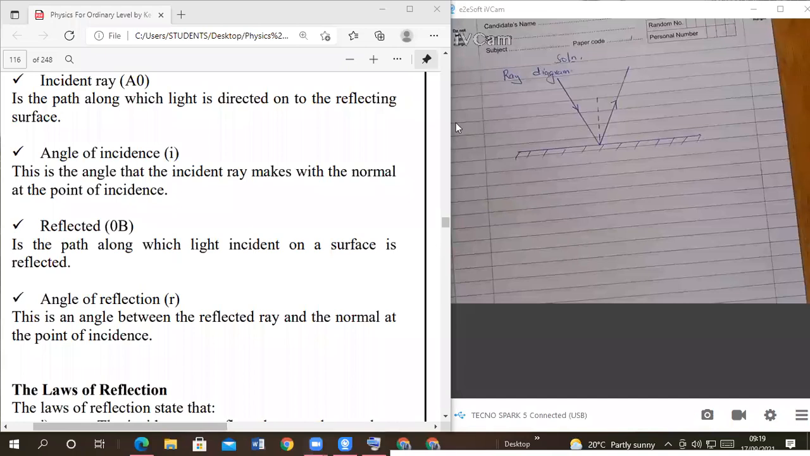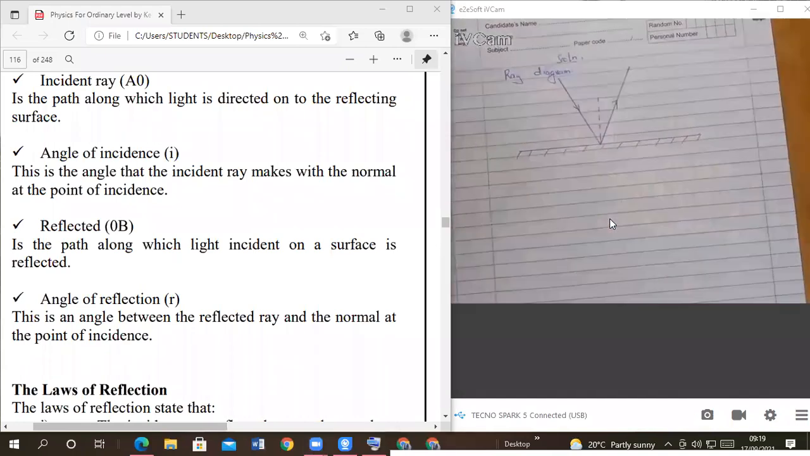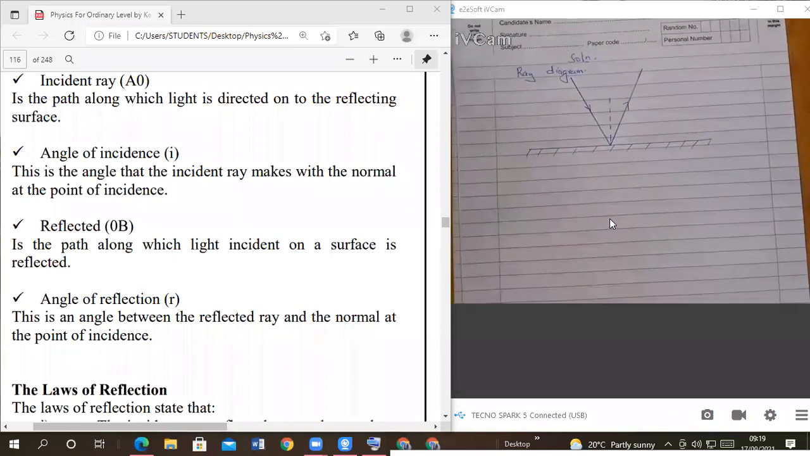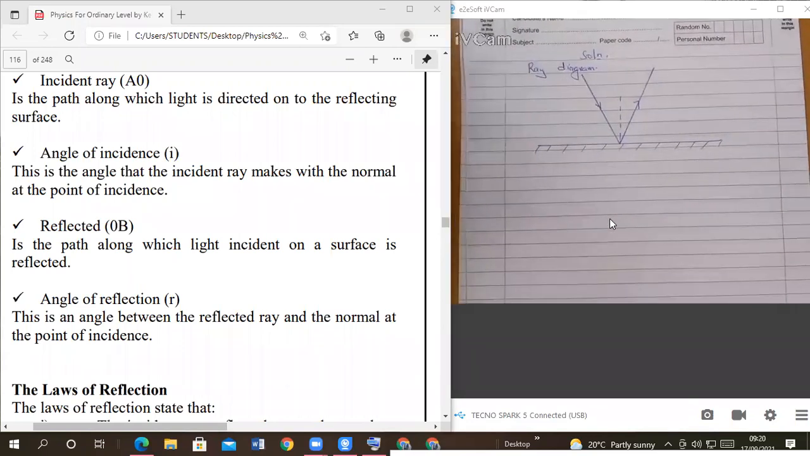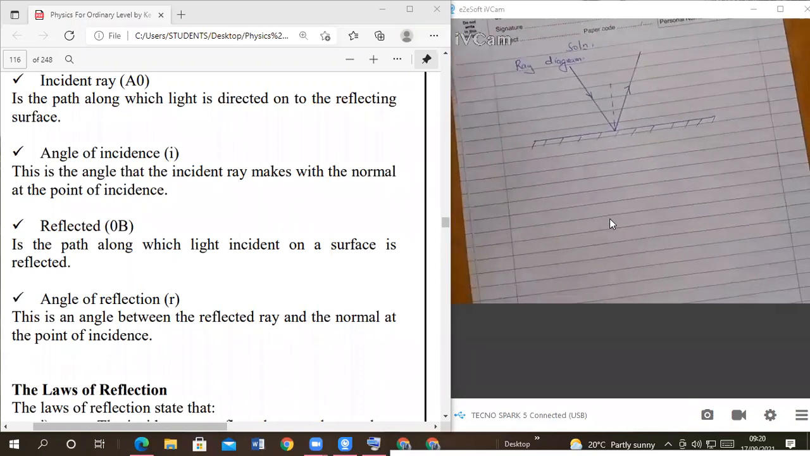Members, where are we going to put that 45 degrees? Here or here? Where are we going to put the glancing angle which they have given us? Please, let's contribute.